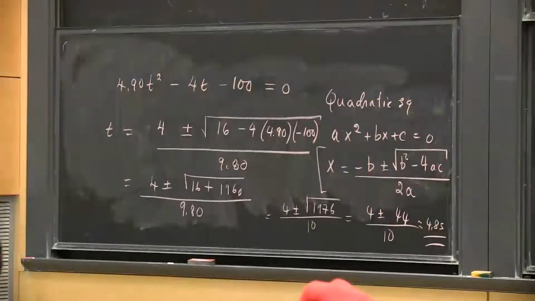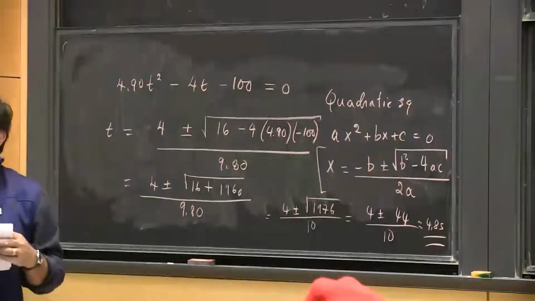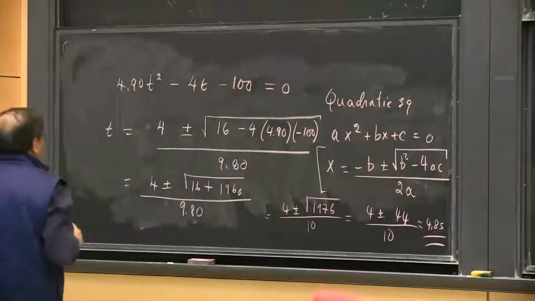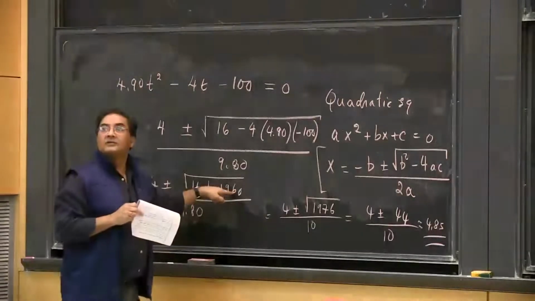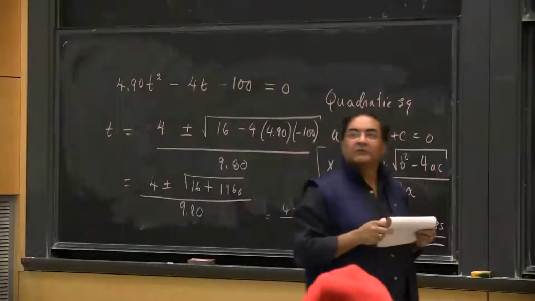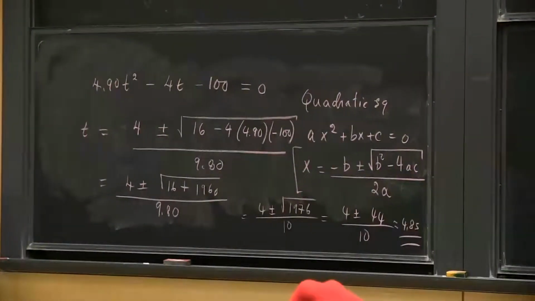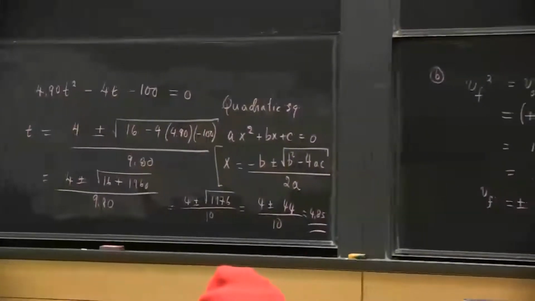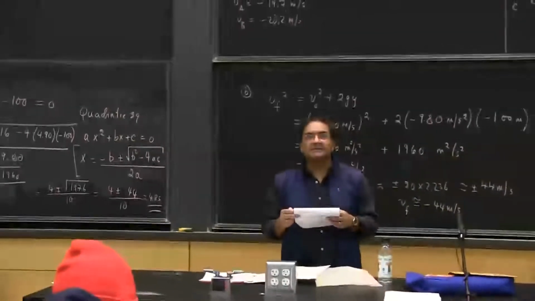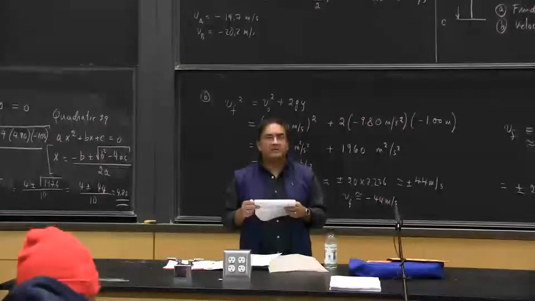Yes? What's the number next to the 16? It's a 16 plus 1960 in the square root. 1960. You are multiplying 4.9 times 4, which is 19.6, times 100. All right, any questions?